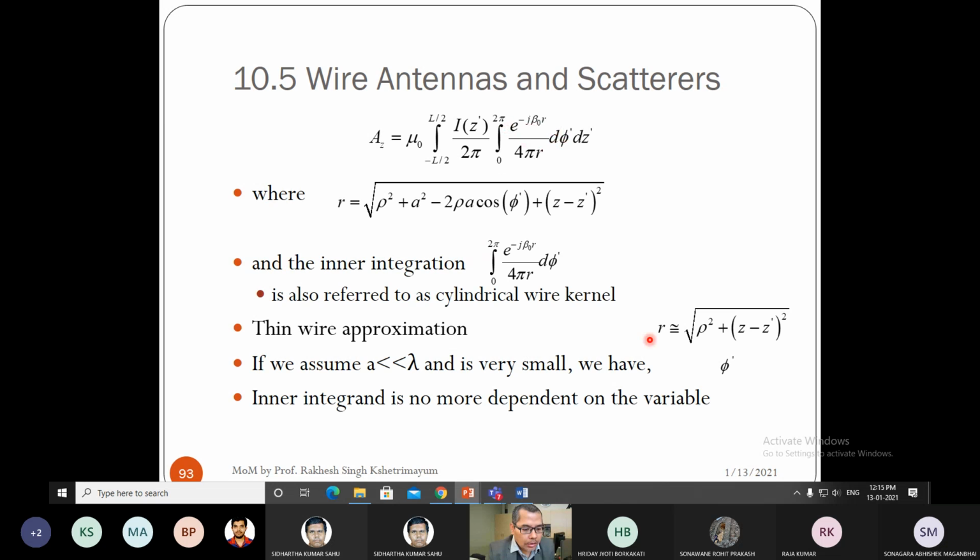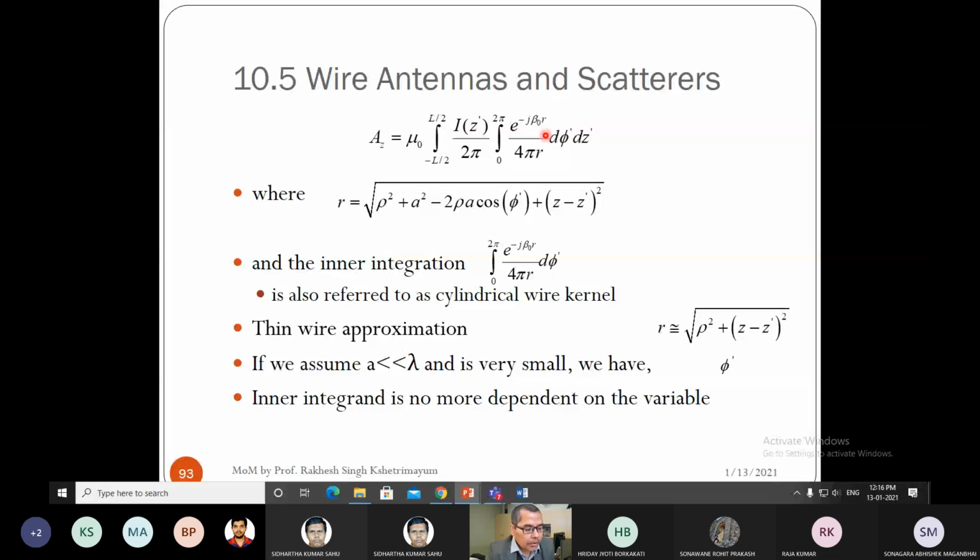So now, what is R? R is the square root of rho squared plus (z minus z dash) whole squared. R is independent of phi dash. So this term, exponential minus j beta naught R divided by 4 pi R, will be independent of phi dash. In that case, I can take it as a constant and just do the integration over d phi dash. The integration is from 0 to 2 pi, so I'll get 2 pi into exponential minus j beta naught R by 4 pi R. So I can simplify this double integration to a single integration, because this integration is already done. I'm getting exponential minus j beta naught R by 2 pi R.